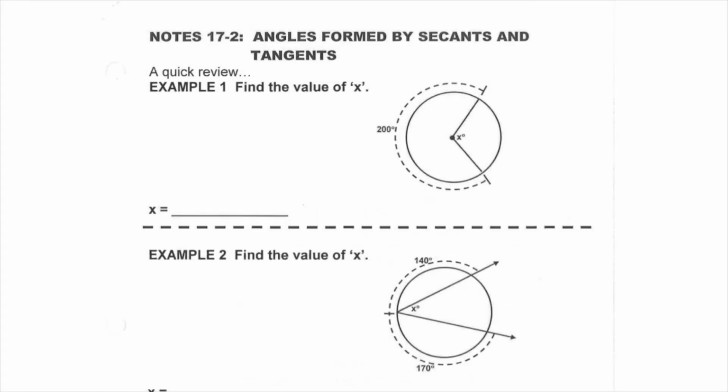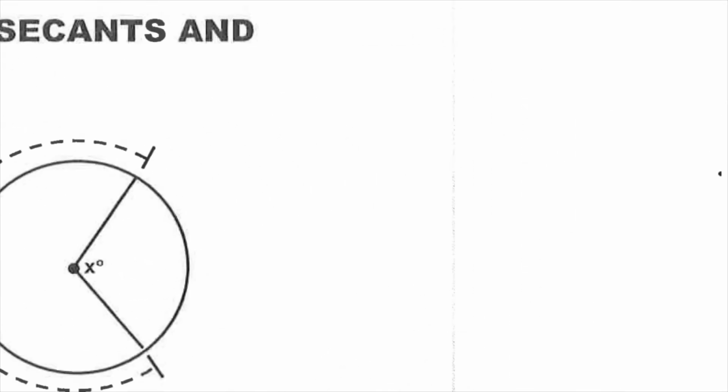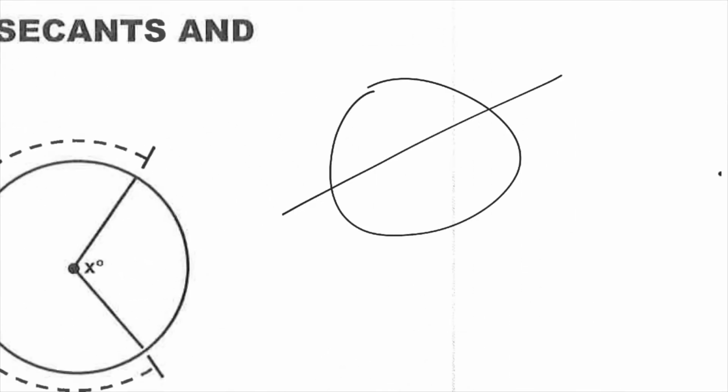All right, so we're starting note 17.2 today. These are angles formed by secants and tangents. And let's just review what a secant and a tangent is. Remember, a secant goes through the circle like this. A tangent just touches it at one point, the point of tangency. We're going to see how those affect some stuff.